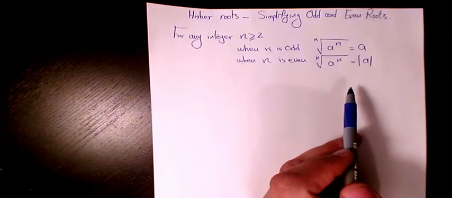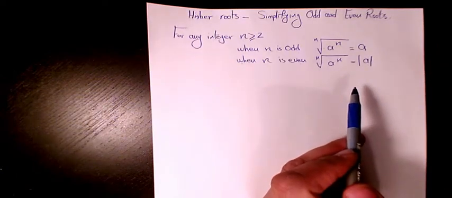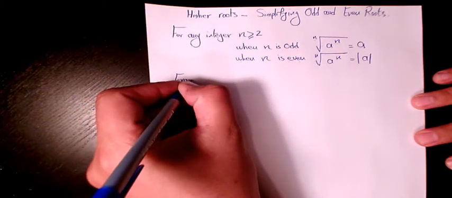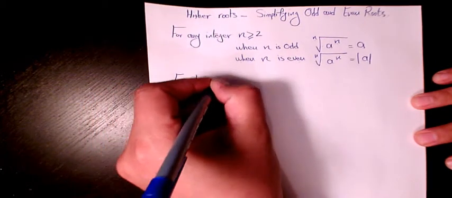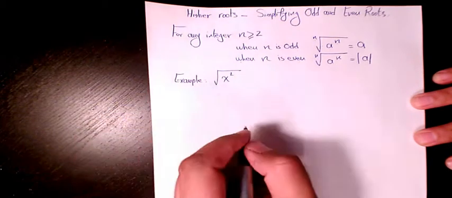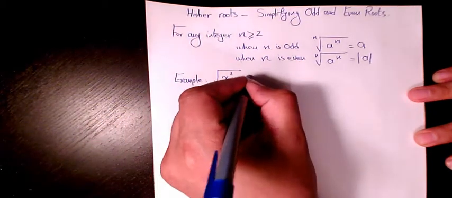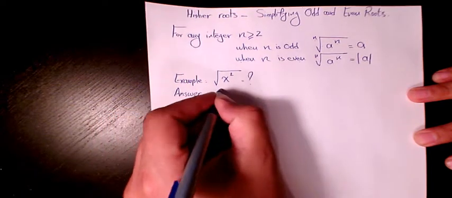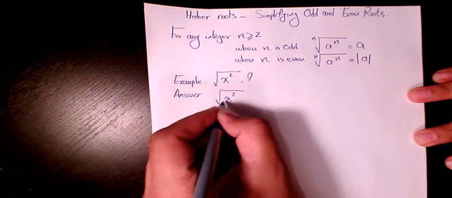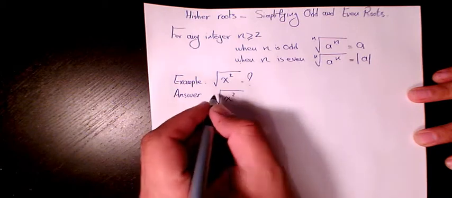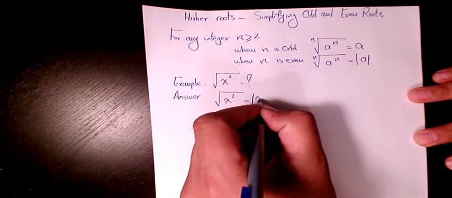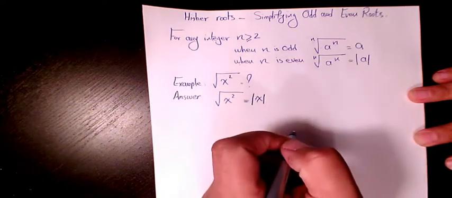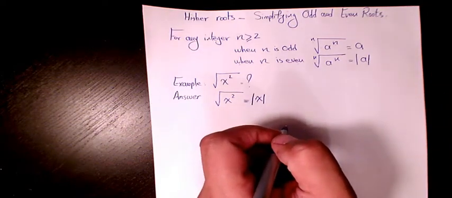Let's have some examples. First example, we need to simplify the square root of x to the power of 2. The answer will be, since we have the square root of x to the power of 2 and 2 is an even number, the answer will be the absolute value of x.